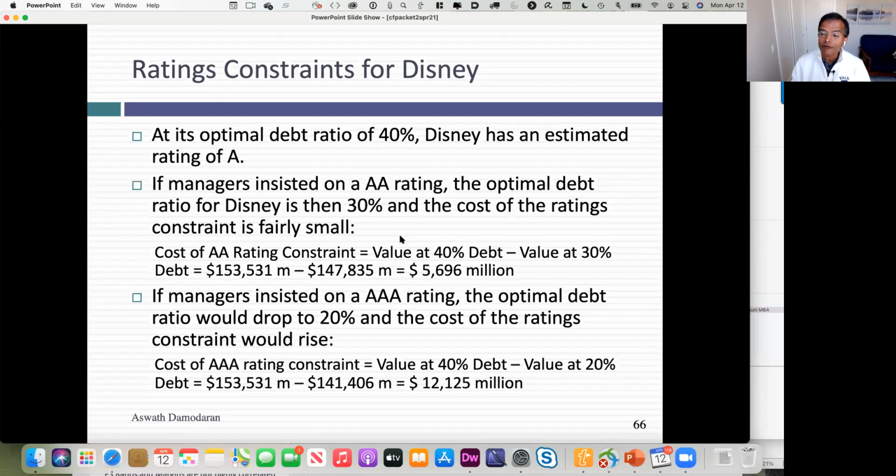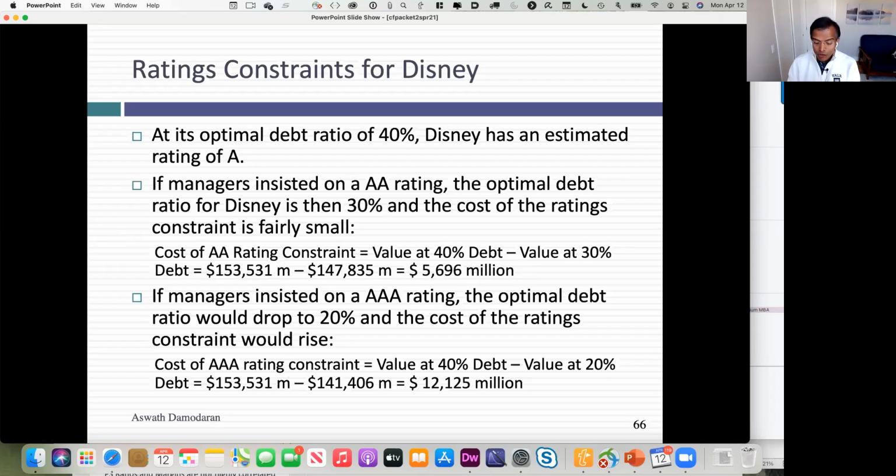The cost of that constraint is when you go to 30%, you stop there, you end up with a higher cost of capital than at 40%. In fact, it's going to cost them about 5.7 billion. I'll give them the bill. You want a AA rated company? This is how much it's costing your shareholders.